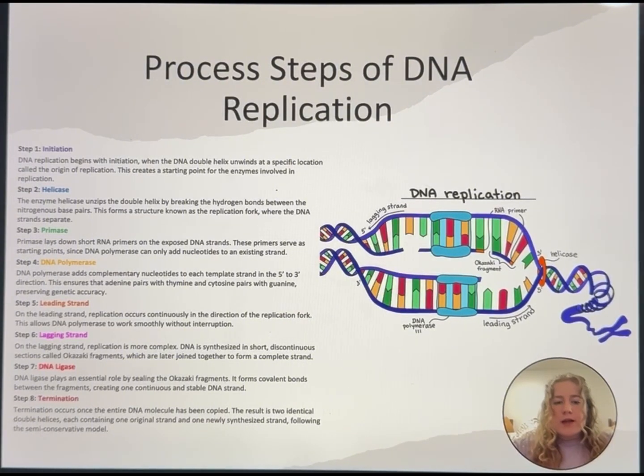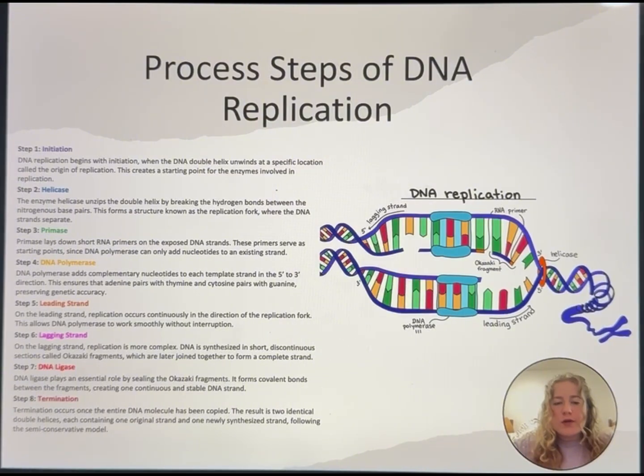These primers act as starting points because DNA polymerase, the main enzyme that builds our new DNA, can only attach nucleotides to an existing strand. Then comes the elongation stage. DNA polymerase adds complementary nucleotides to the exposed bases, always working in the 5 to 3 direction.